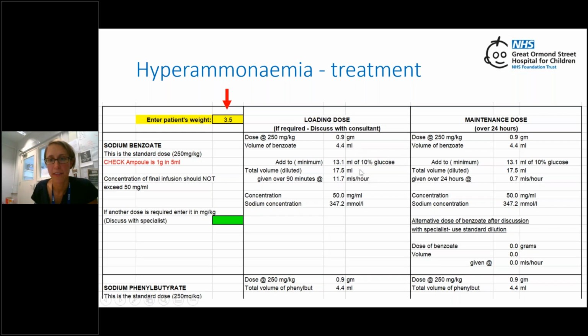It's usually made up with 10% glucose, because the more glucose the better anyway. And you make it up in a 50 ml syringe usually.